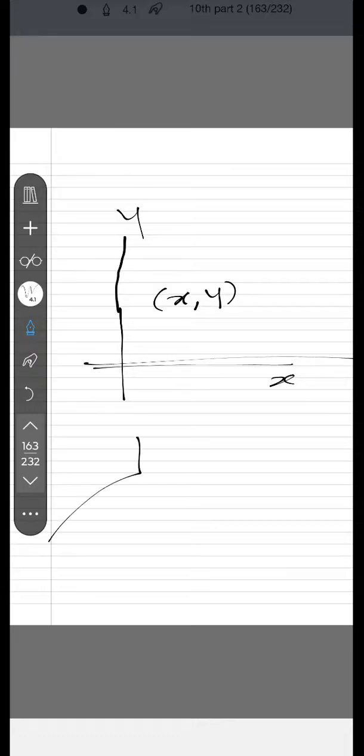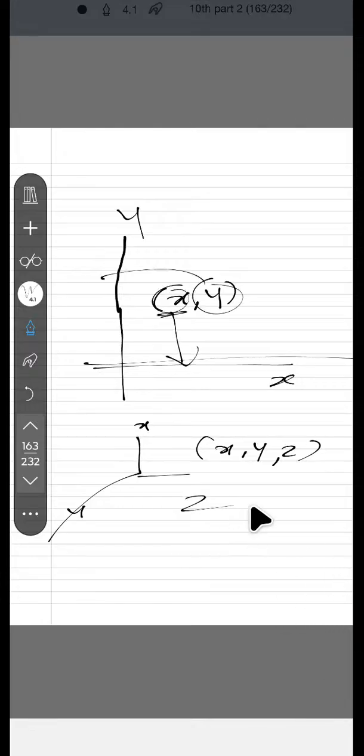Okay, if x, y, z, then you always have to write first x, then y, then z. So the first is represented on the x-axis, and the second one represents what? Here, the y-axis. And this is the important thing about the coordinate system. Okay, x is nothing but what? The value from the x-axis, and y represents the value from the y-axis, that is vertical, and x is horizontal.